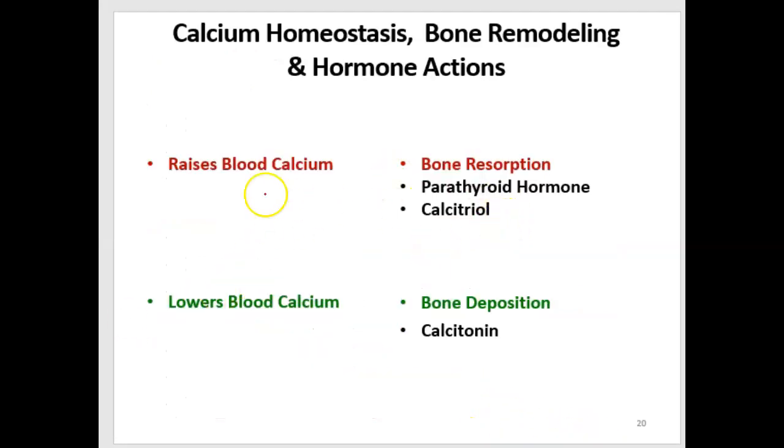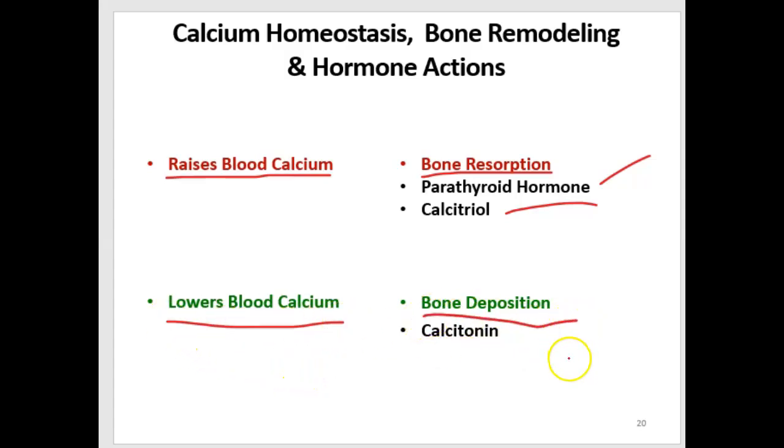So overall, to raise blood calcium, we want to do bone resorption, and these are 2 hormones that would be involved, parathyroid hormone and calcitriol. And to lower blood calcium, we would need to deposit matrix. That would take calcium out of the blood and put it into the bone, and there's 1 hormone that does that, calcitonin.